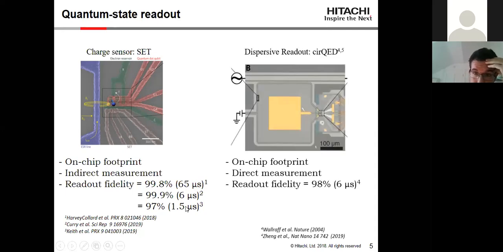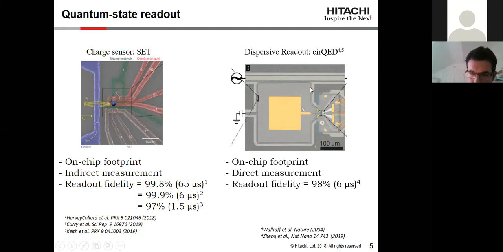But there is another approach that doesn't require having a sensor next to your qubit for readout, which is dispersive readout, any typical implementation of circuit QED. This approach has been used, for example, by the group in Delft, achieving a readout fidelity of 98% in 6 microseconds. The advantage is that it's a direct measurement, so you don't need to use an additional device to sense the device that you want to detect.